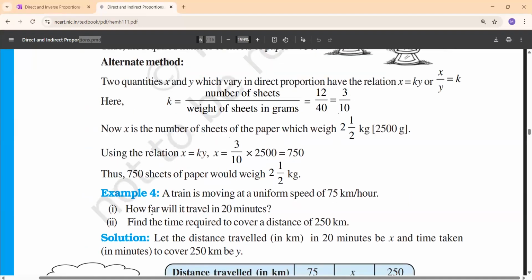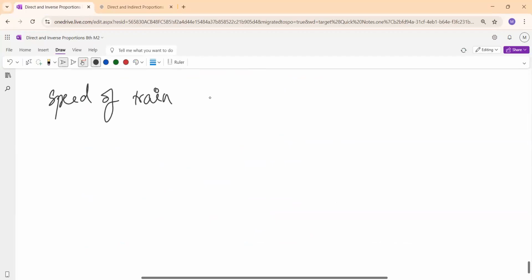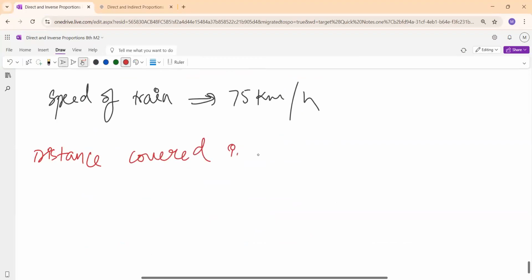First part I'll do of this question, second part you do. Example 4 says a train is moving at a uniform speed of 75 kilometers per hour. So the speed of train is 75 kilometers per hour. But this actually means that distance covered in 1 hour is equal to 75 kilometers. Are you getting this point? That is what 75 kilometers per hour means, right? That is, distance covered in 1 hour is 75 kilometers.